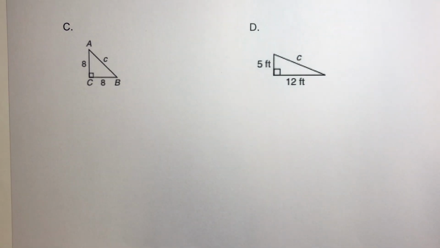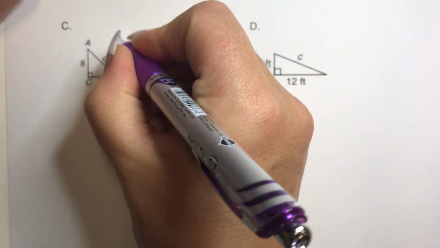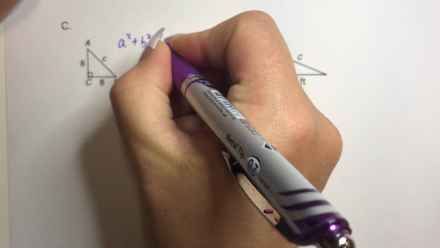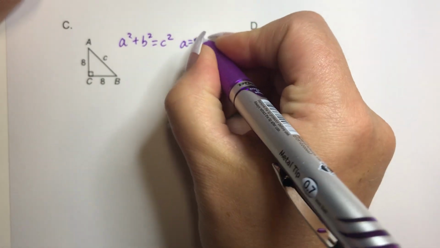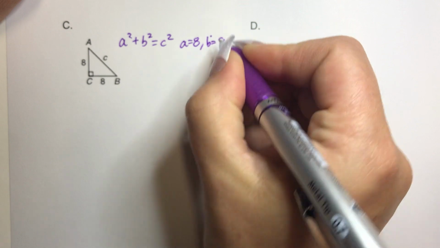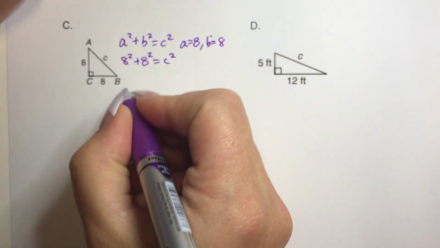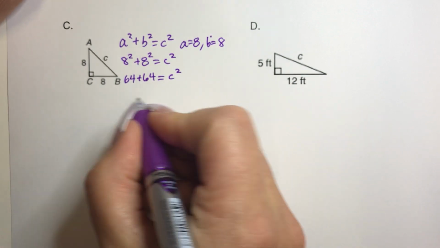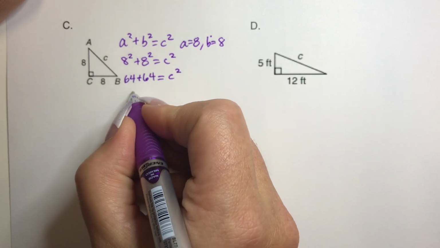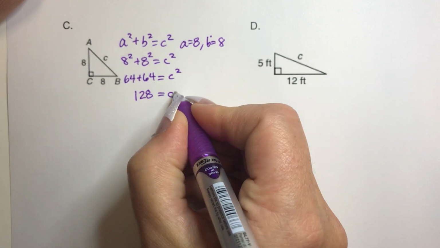All right, let's see how you did. The first thing I'm going to do, it's a right triangle, so I'm going to write down the Pythagorean theorem and then define my terms. A squared plus B squared equals C squared. And here, A is equal to 8, B is equal to 8. We substitute those values in. We know that 8 times 8 is 64, plus 64. Then we add these two numbers. 60 plus 60 is 120, then 4 plus 4 is 8, so 128 equals C squared.